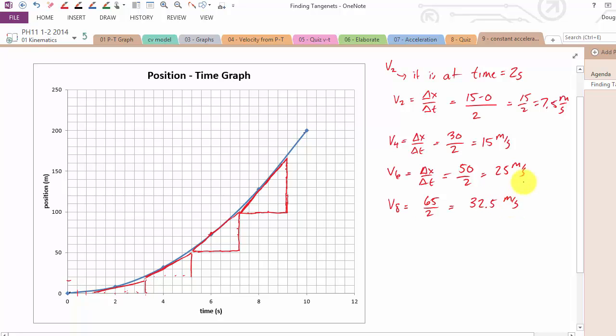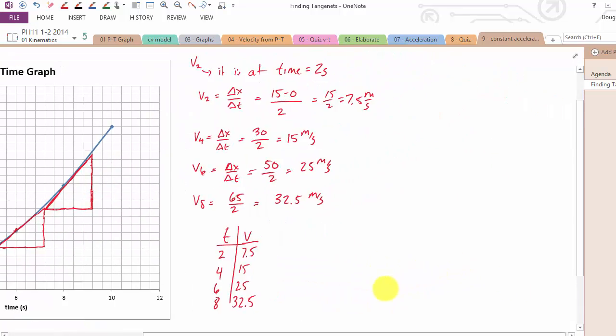So then I can create a data table now. Time, velocity. I have 2 seconds, 4, 6, 8, and the velocities are 7.5, 15, 25, and 32.5. And if I wanted, I could graph that now.